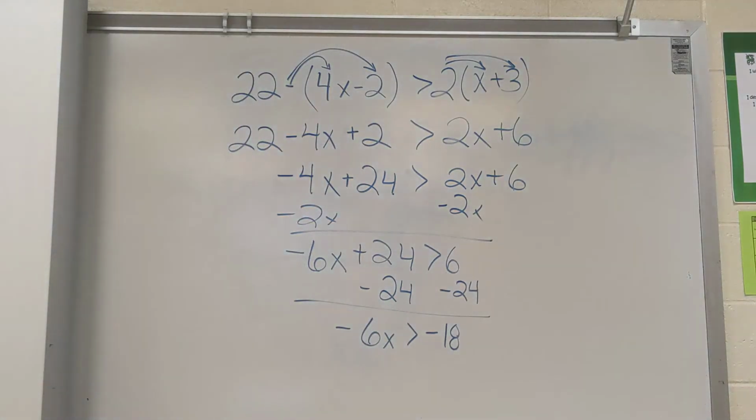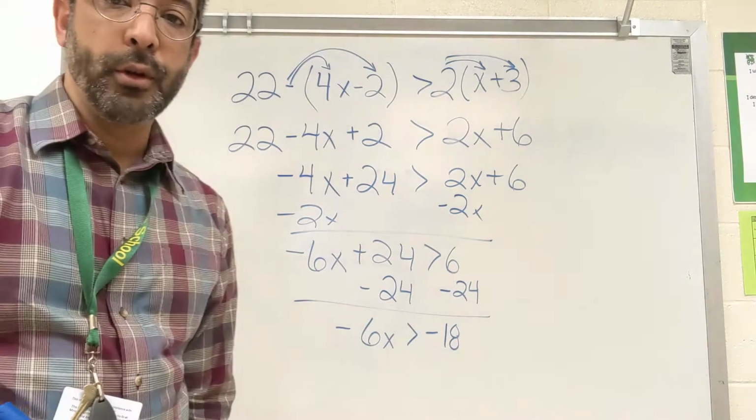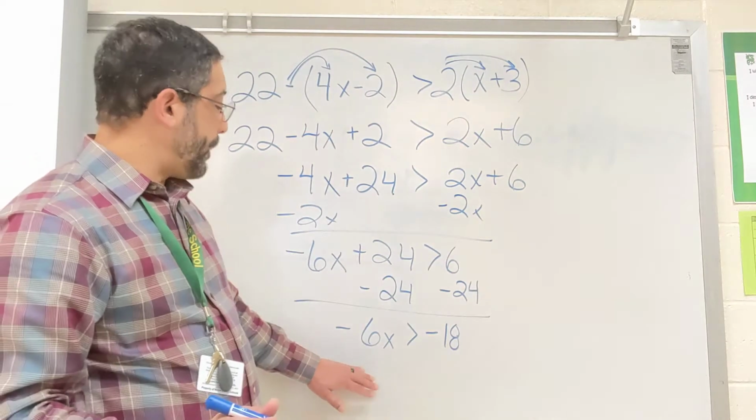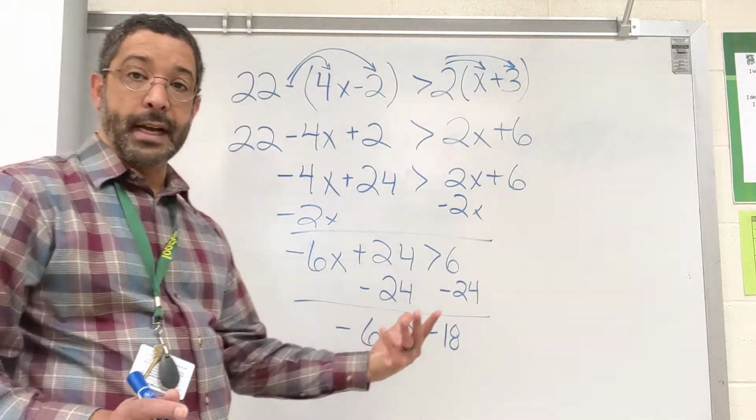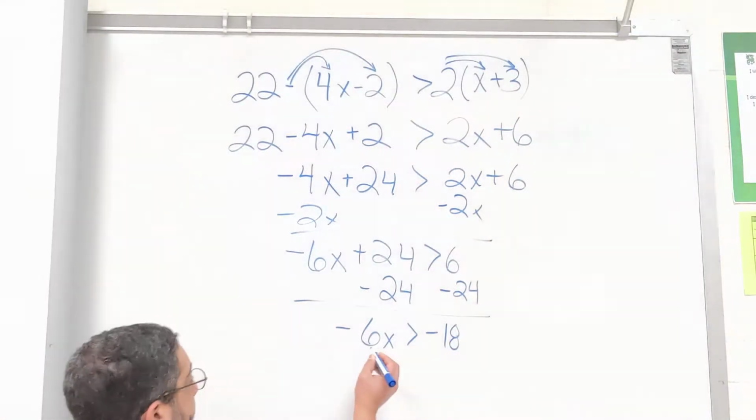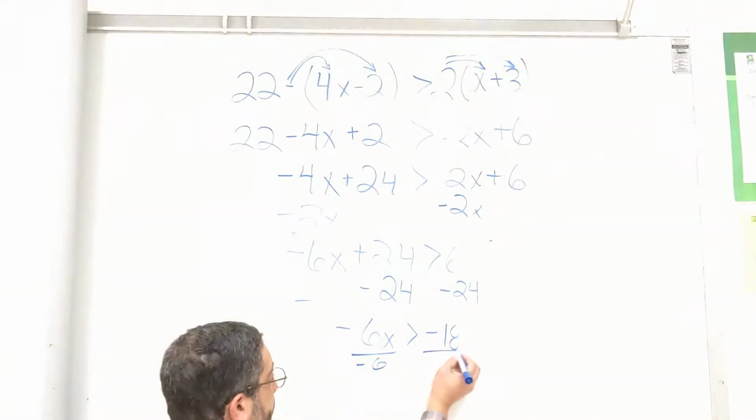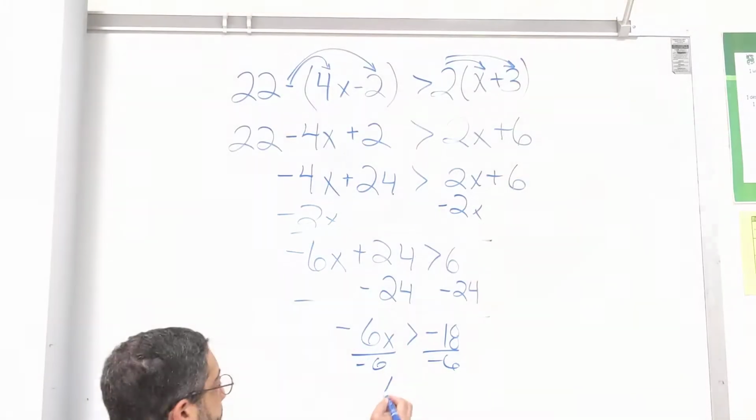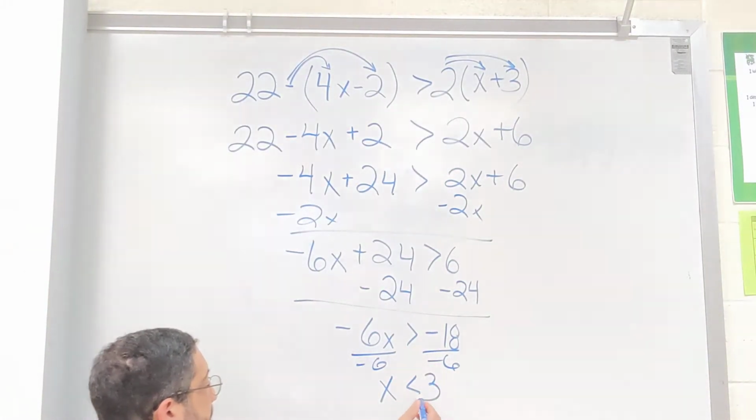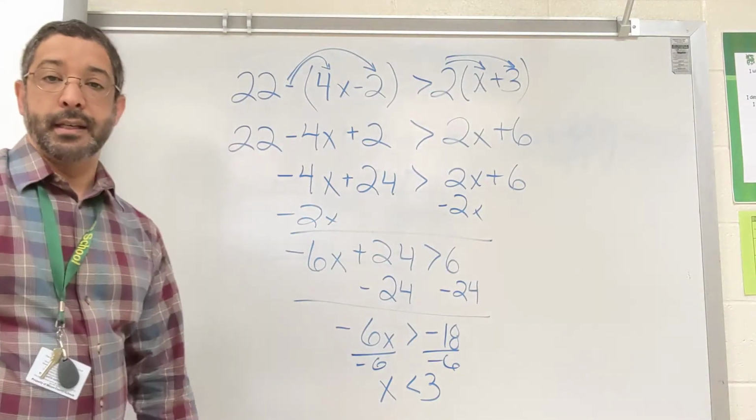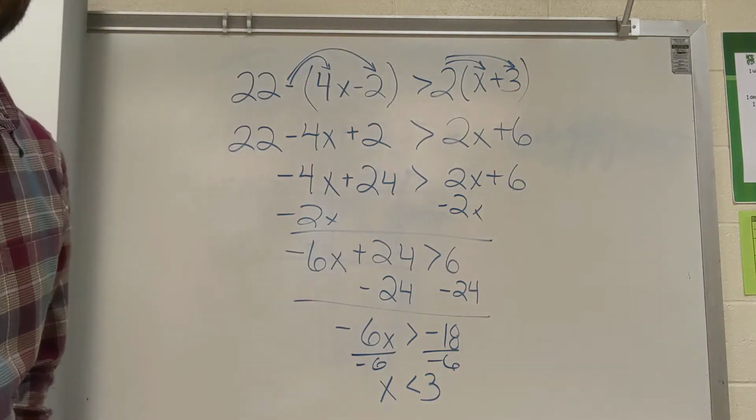All right, so now we got to think about it. My golden rule of an inequality. When I multiply or divide by a negative, what am I going to do with this sign? The sign's going to flip. So when I divide by negative 6, that becomes x. My sign flips to x less than 3. Okay?